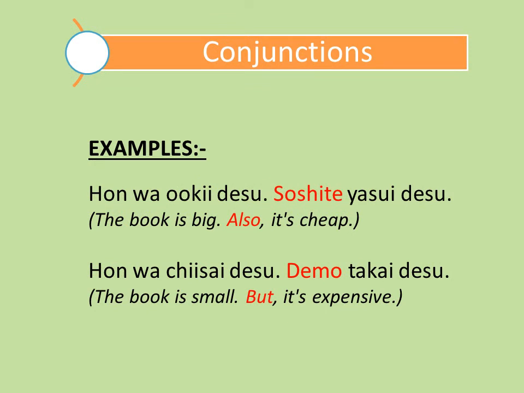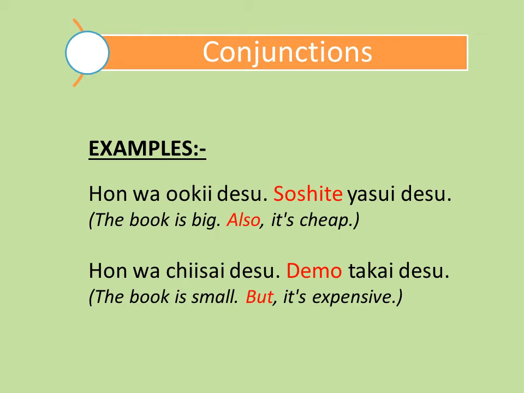Next up are the conjunctions. They are words which join two sentences or phrases or clauses to make a compound sentence. We have some examples here. First one is hon wa okii desu, soshite yasui desu, which means the book is big, also it is cheap.